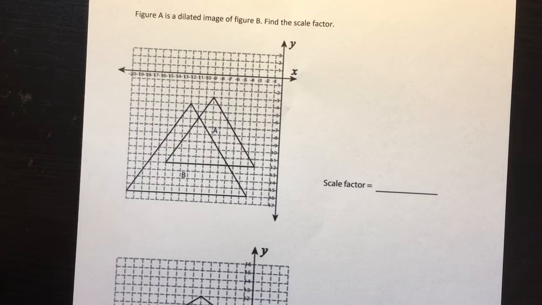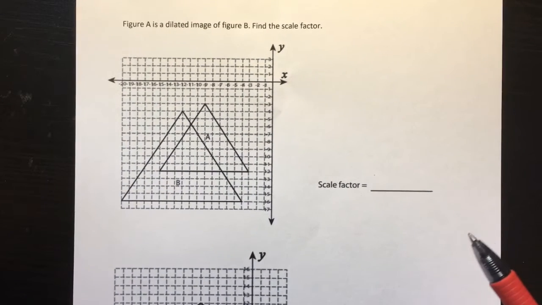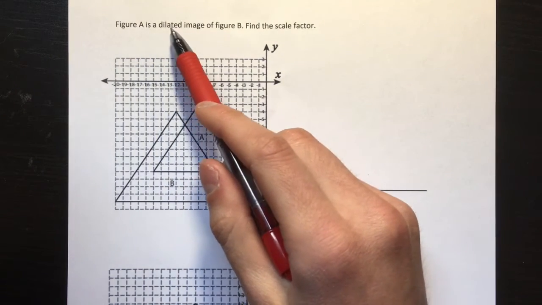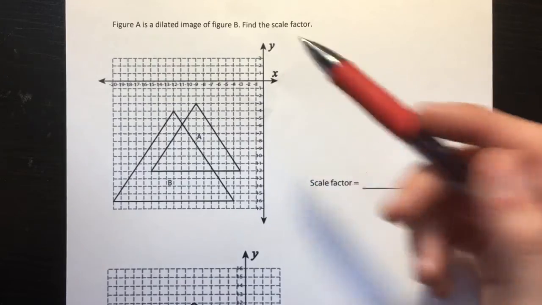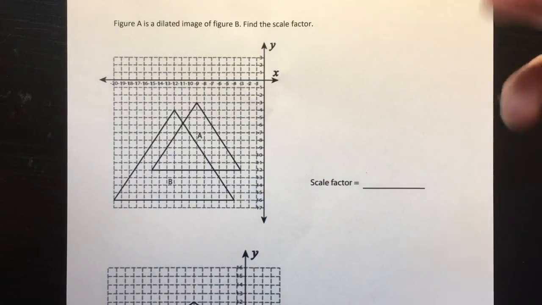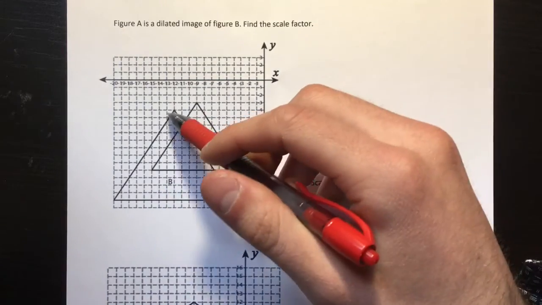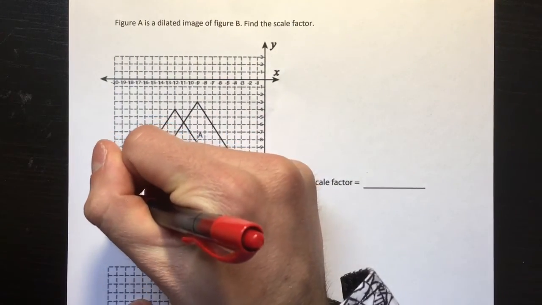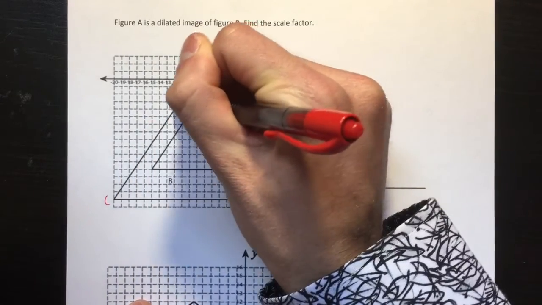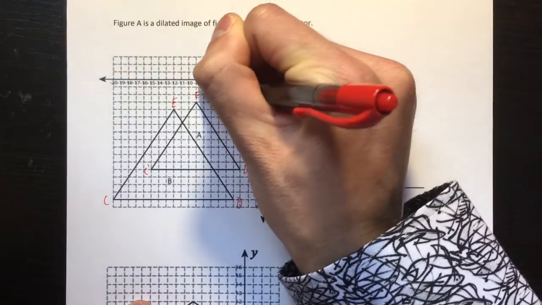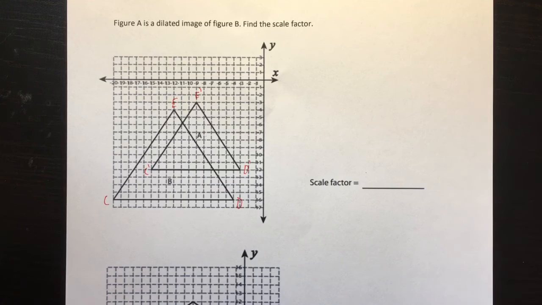Alright, so looking at this next example, this time we're given a pre-image and an image, and now we just have to identify the scale factor. So figure A is a dilated image of figure B. Find the scale factor. So we know that figure B is the pre-image and figure A is the image. So again, I like to start just naming the vertices so we have a point of reference to use. And since letters A and B have been used, I'm going to call this C, D, and E. And then C prime, D prime, and E prime. And again, you could use any letters you want, X, Y, Z, doesn't matter. These are just what I'm using.